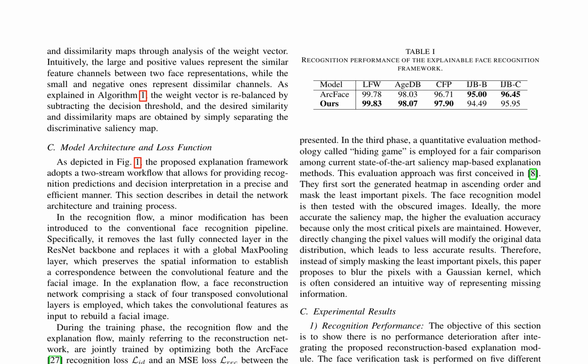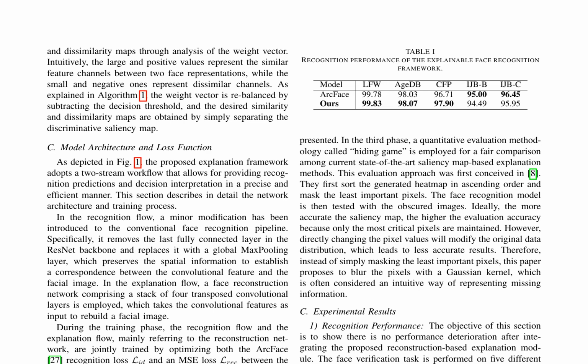This framework uses a two-stream workflow, comprising a recognition flow and an explanation flow. The explanation flow employs a face reconstruction network with 4 transposed convolutional layers. Visual results show meaningful explanation maps focusing on critical facial characteristics like lips, nose, eyes, and mouth, varying for different subjects. In contrast, many other approaches failed to provide stable outcomes and meaningful explanations in certain samples.